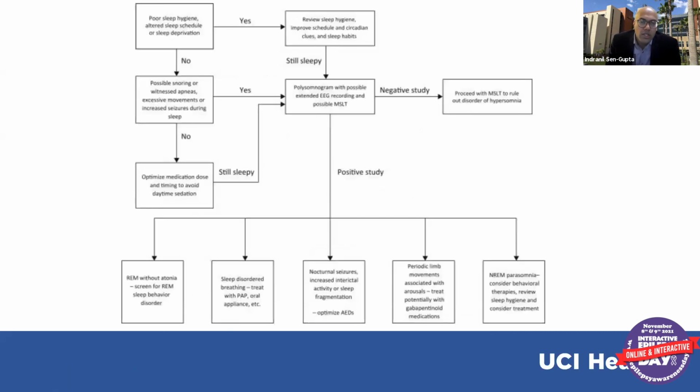Okay. So over here, we've got kind of a flow chart for how to go about management and workup of excessive daytime sleepiness. So first things first, as always, is there poor sleep hygiene, altered sleep schedule, or sleep deprivation? If that's not the case, then has the bed partner maybe noticed that there's witnessed sleep apneas, or someone's just fidgeting or jerking around during sleep? That seems unusual. Or are there actually increased seizures that are happening during sleep?